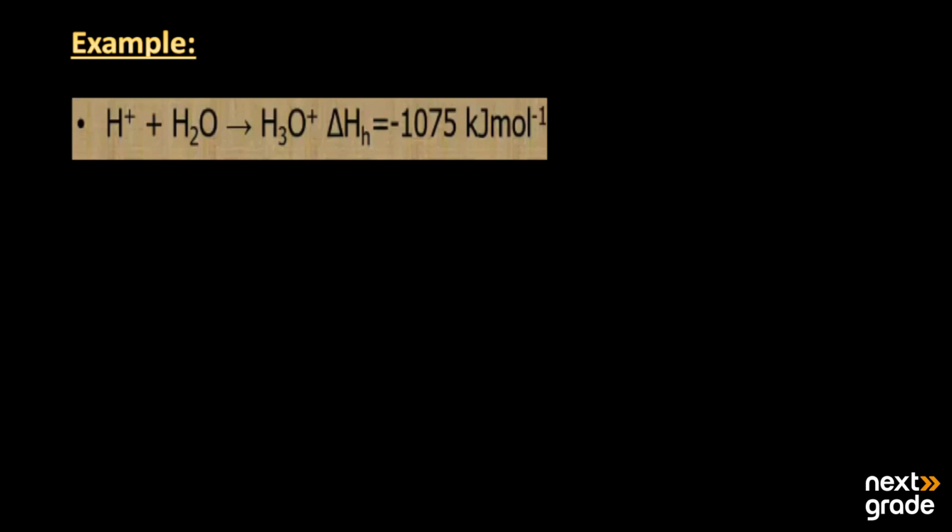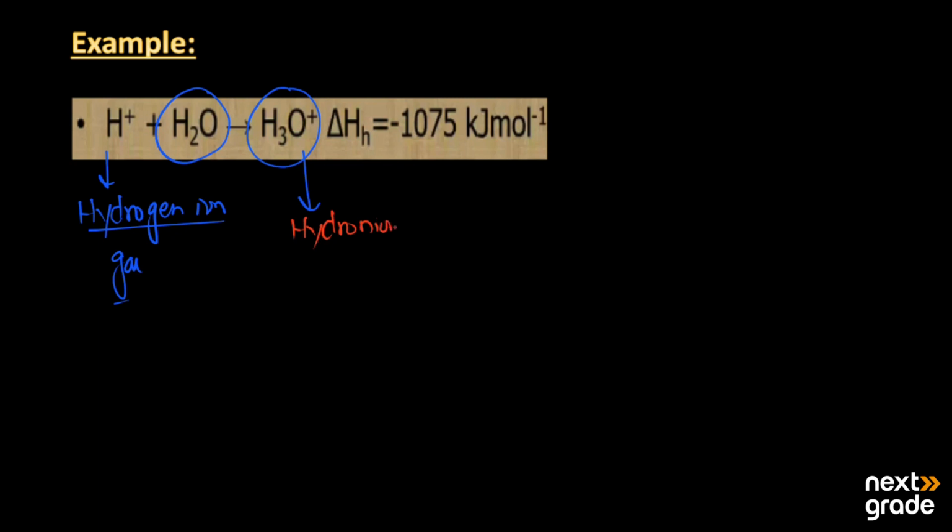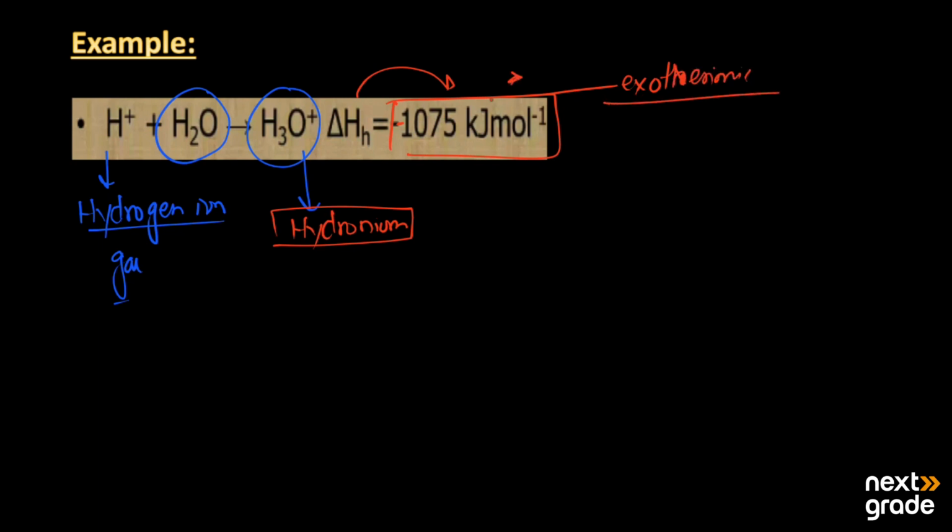For example, we have hydrogen ions present in the gas phase, and we add them to water. We gain the product known as the hydronium ion. In the process, we gain the energy which is minus 1075 kilojoule per mole. So the minus sign shows this process is exothermic and the heat is liberated as a result of this process.